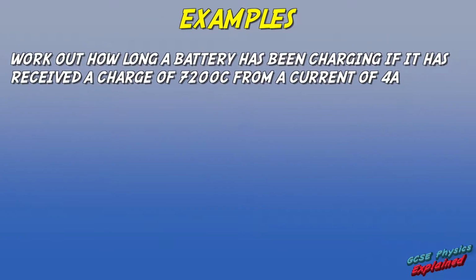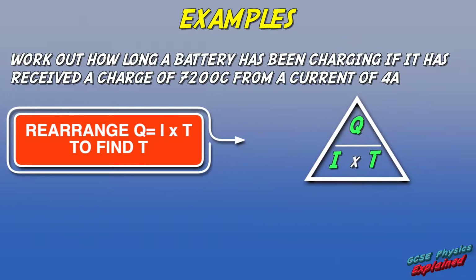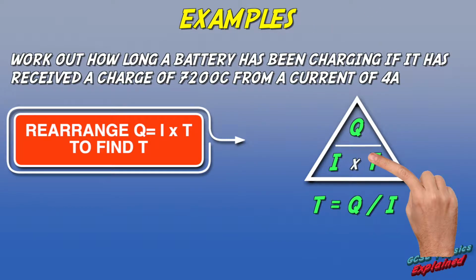Work out how long a battery has been charging if it has received a charge of 7,200 coulombs from a current of 4 amps. Answer. We need to rearrange the equation to use the magic triangle. Cover up what you're looking for to reveal the equation you need. See my video about magic triangles if you don't know how to make and use them. The link is above and I'll put another link at the end. Answer.